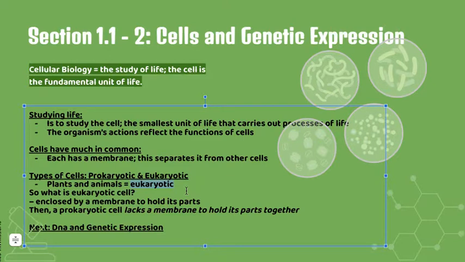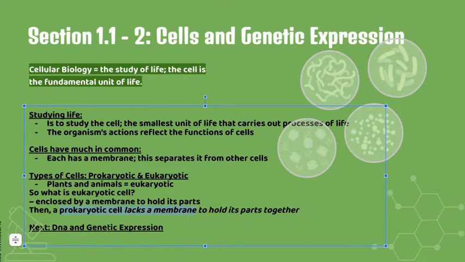So what is a eukaryotic cell then? Well, it's going to have a membrane. We talked about that before. What's different is this membrane is going to hold all the parts of the cell together. It's going to enclose it and keep all the parts inside. Let's call these parts organelles for now, the parts of the cell. So a prokaryotic cell then is going to lack that membrane that holds it all together.